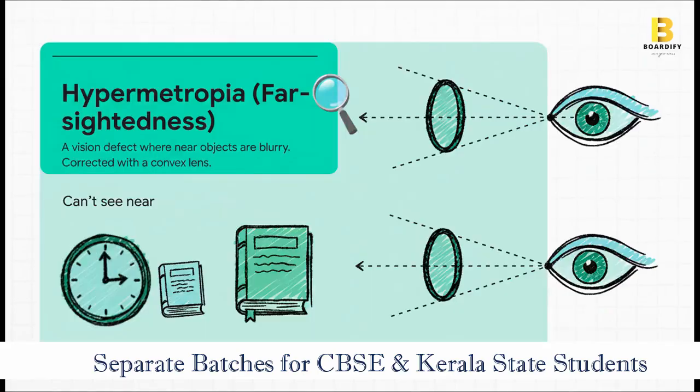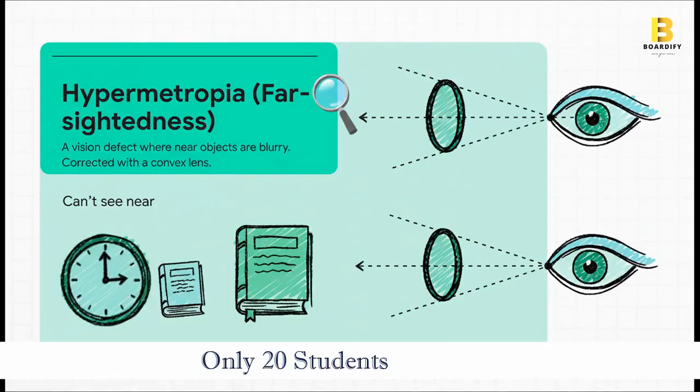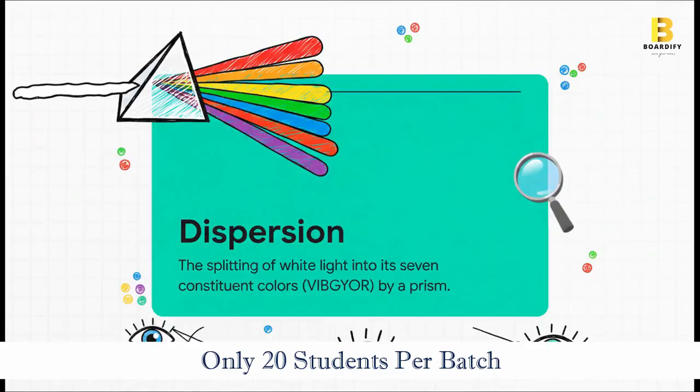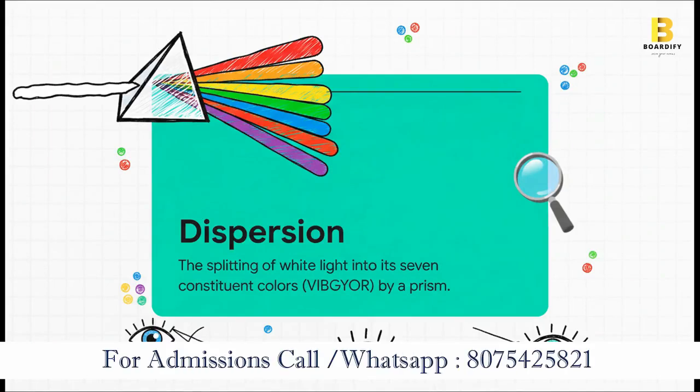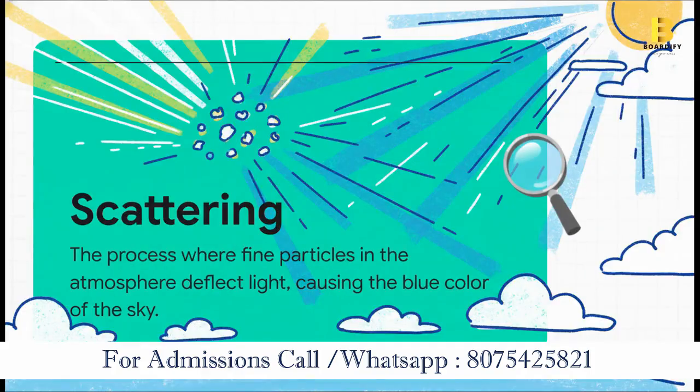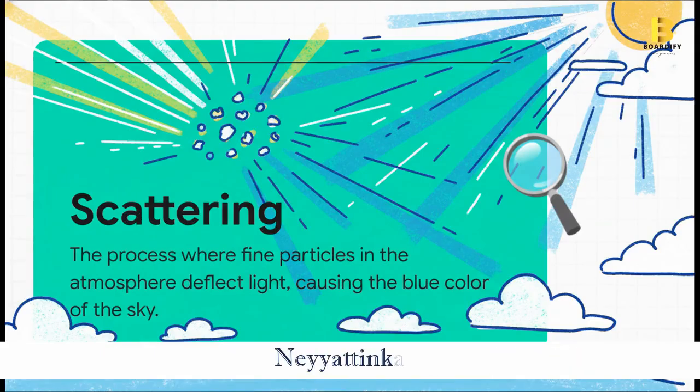Got it? Then we have hypermetropia, or far-sightedness. Remember, it's the opposite. You can't see near objects, the image forms behind the retina, and we fix it with a convex lens. Dispersion. Just remember the prism. It's the splitting of white light into its 7 component colors, VIBGYOR. And finally, scattering. That's the reason our sky is blue. It's just tiny particles in the air deflecting light, especially those blue wavelengths.